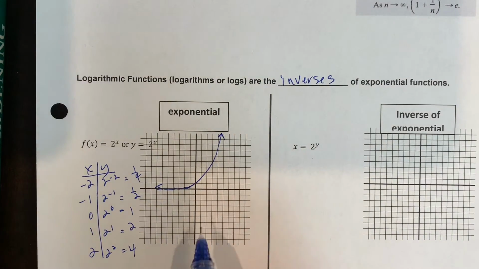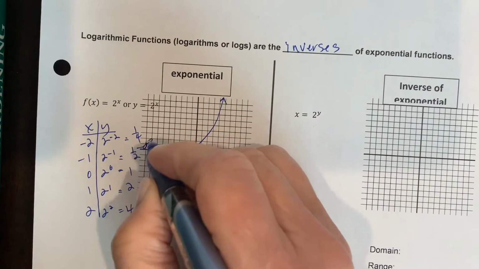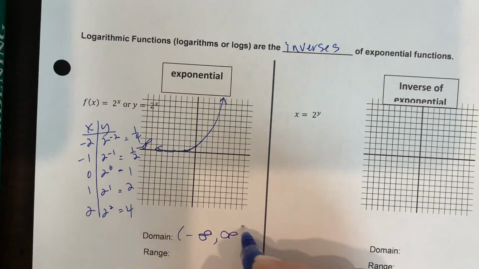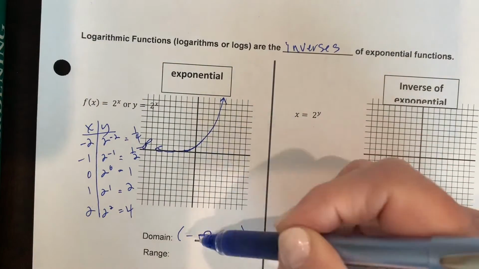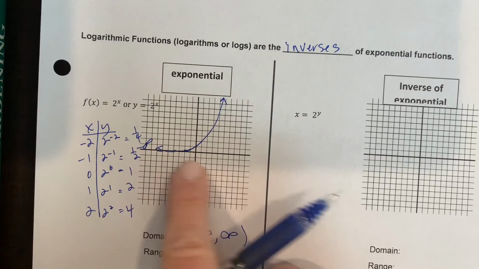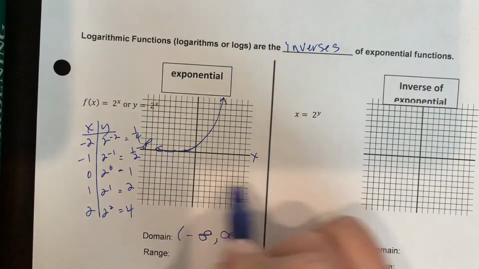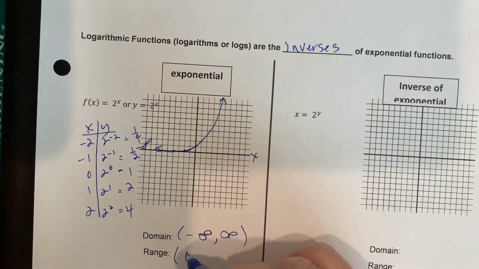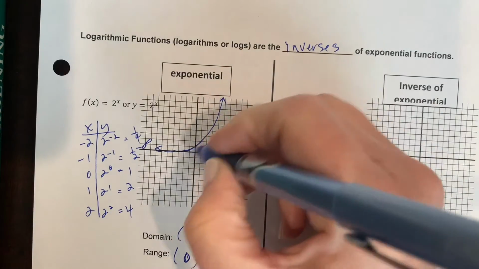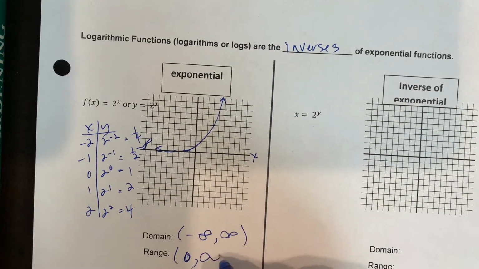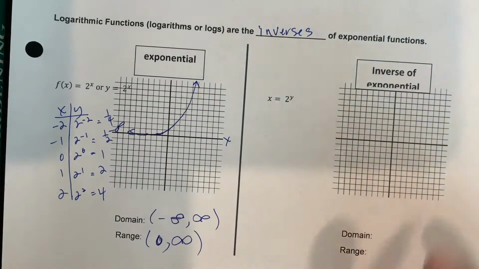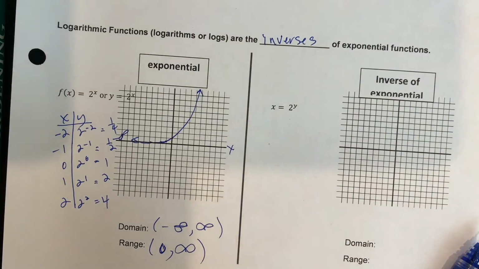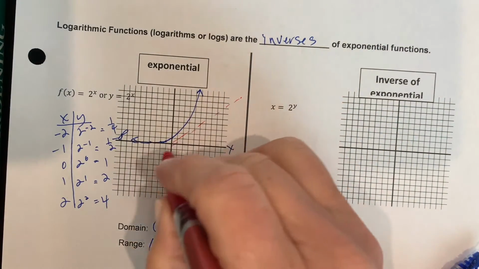So the domain of this, remember, is going back toward negative infinity forever and ever. So the domain of this one is negative infinity to positive infinity. The range is on your y-axis, so it never goes below your x-axis. It never sinks underground. So it's from 0, because it's at ground level, and then it goes forever and ever into the sky.